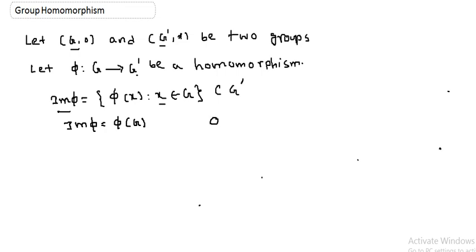Phi of G means the image of phi, that means phi of G is a collection of all phi of X such that X belongs to the set G. So it is the collection of all the images of the elements of G. Now here is a beautiful result over here. Let me write down the result. It's a very beautiful result.